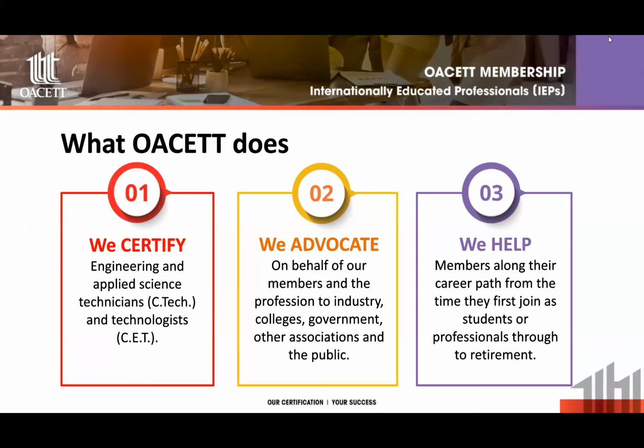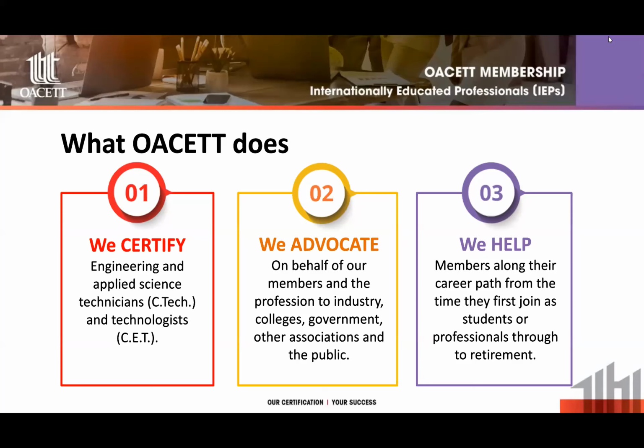So we advocate on behalf of the profession to industry, to government, and we also make sure to build awareness to the public, because oftentimes people don't know that engineering technologists and technicians are just as important as engineers. They may have a slightly different job. Doesn't mean they make less, and doesn't mean that they're less important, just different.